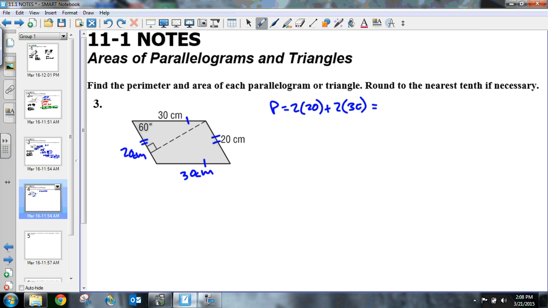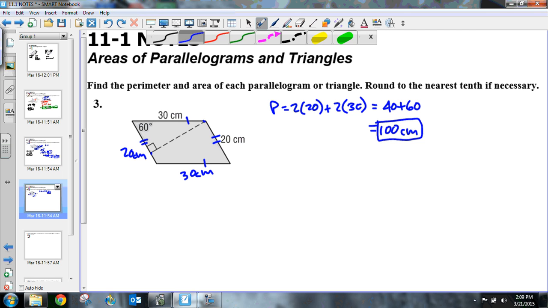All right, and that's going to give me, what is it, 40 plus 60, which ends up giving me 100 centimeters, okay, for my perimeter. All right, now let's take a look at our area. Now, area is a little bit tricky because we have this length here. It doesn't really look like it's the height, but it is the vertical distance from this point down to this point. It makes a right angle, so I know that that's the height.